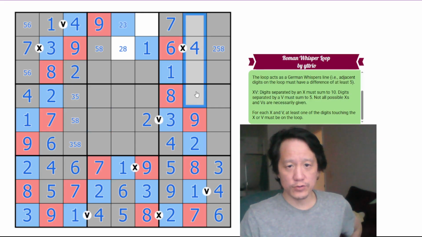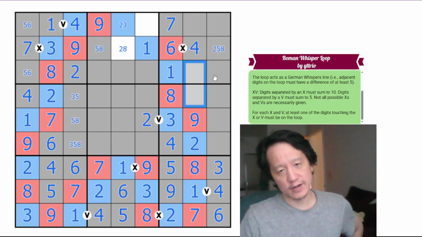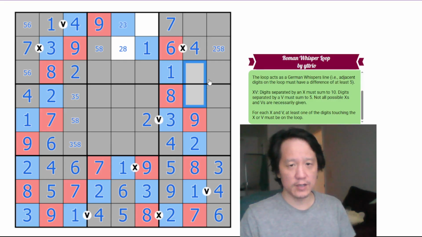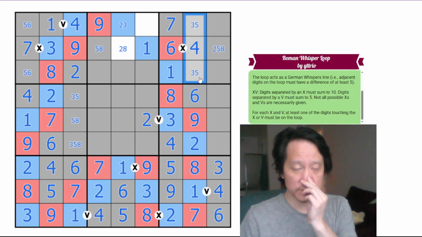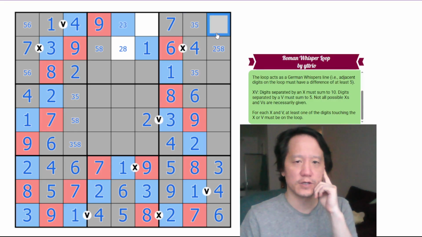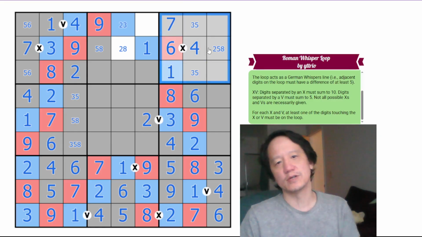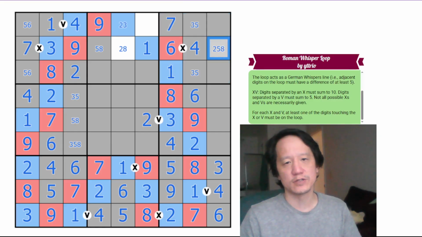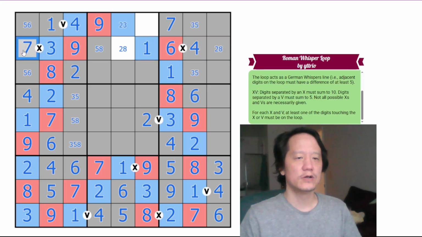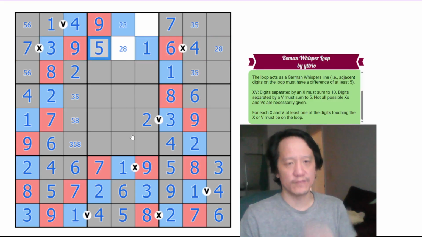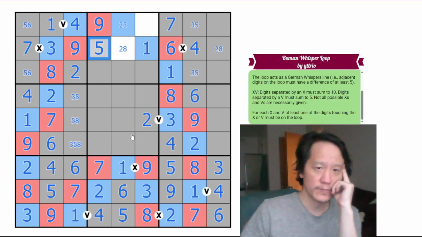Column 8. What are the remaining digits? We have 5, 6, and 3. 3 can't be here. 6 can't be either of these. So this is 6, which makes this a 3, 5 pair. That means, since this is a 3, 5 pair in box 3, that eliminates 3 and 5 in the rest of the box. So this can't be 5. We have a 2, 8 pair in row 2, which eliminates 2 and 8 in the rest of the row. So this must be a 5 because it can't be 8.